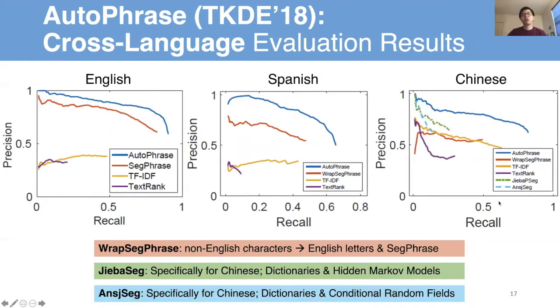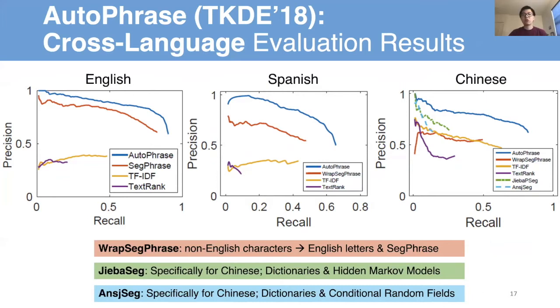We further conducted experiments in different languages. Since SegPhrase was originally designed for English, we introduced its variant, wrapped SegPhrase, here. Basically, we encode the non-English tokens using English letters. The first token is marked as A, the second token will be B, the third token will be C, and the 27th token will be AA, something like that.